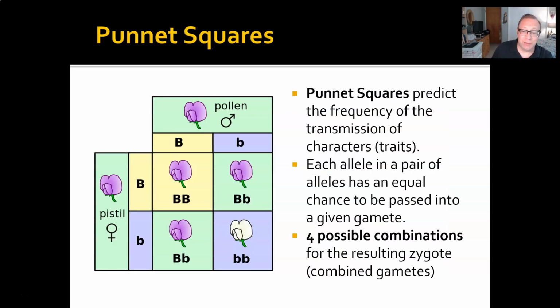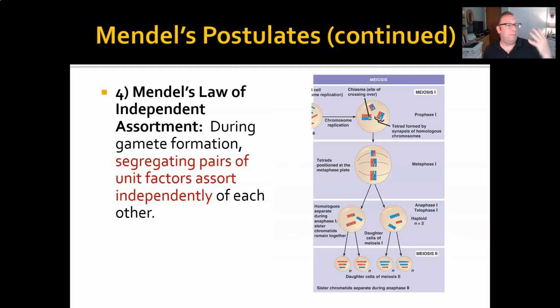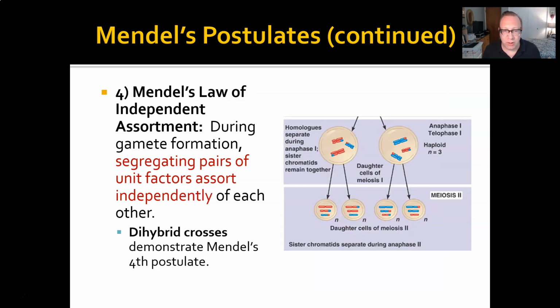And there are only 4 combinations because there are 4 gametes that come out of meiosis. Mendel's fourth postulate is the law of independent assortment. So, during gamete formation, those segregating pairs, that is, those pairs of unit factors that are splitting up, assort independently of each other. Okay, let's go to the blow up again.